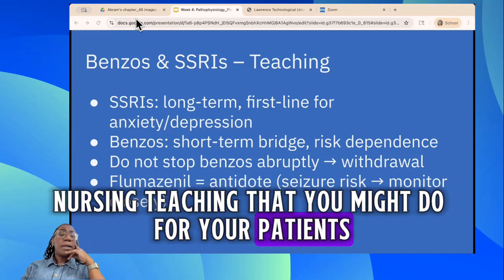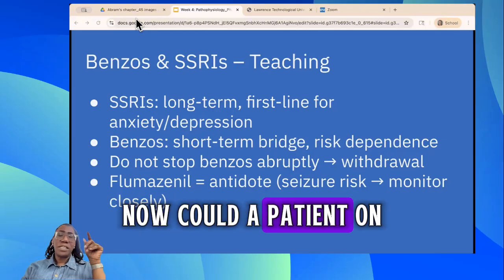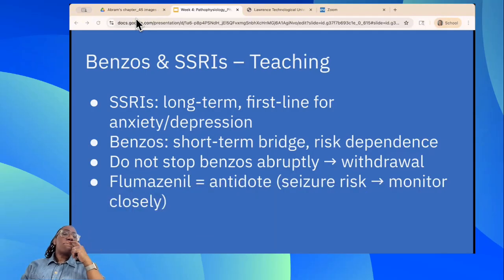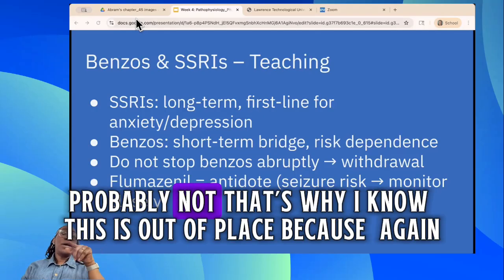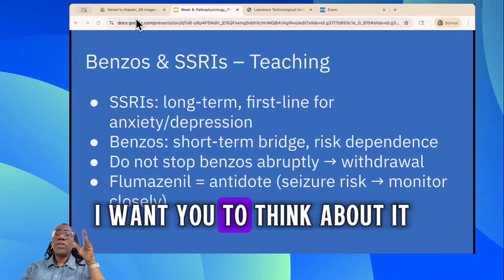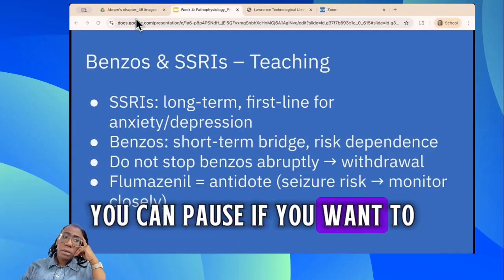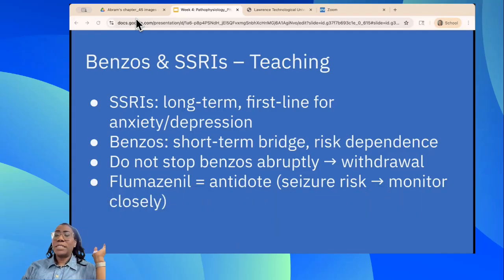Now, could a patient who was schizophrenic be on a benzo? Probably not. That's why I know this is out of place, because, again, why not? I want you to think about it. I'll give you a second to think about it before I give you a response. You can pause if you want to. All right, I'm going to say it. Sedative effects, right? The sedation, the potential.